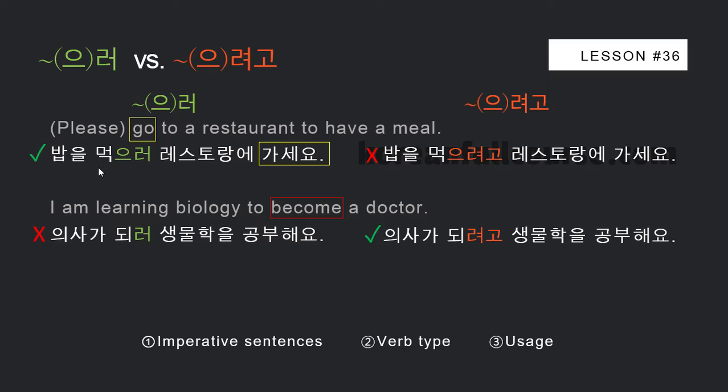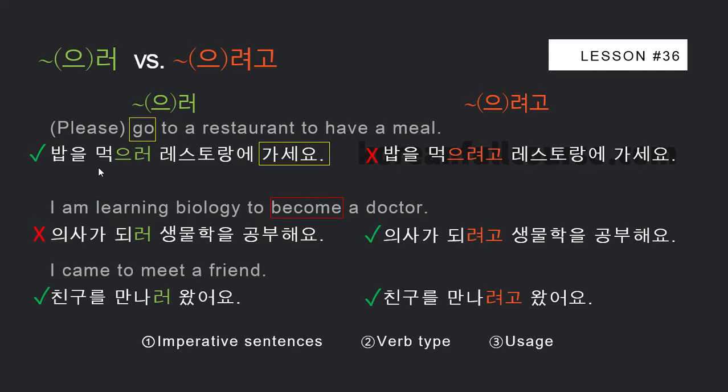As I said, 으려고 can be used with any verb, including verbs of motion. I came to meet a friend. You can either say 친구를 만나러 왔어요 or 친구를 만나려고 왔어요. Grammatically, these two sentences are correct, but they have a tiny semantic difference. 친구를 만나려고 왔어요 means my intention is to meet a friend, that's why I came here. And 친구를 만나러 왔어요, the reason why I came to this place is to meet a friend.